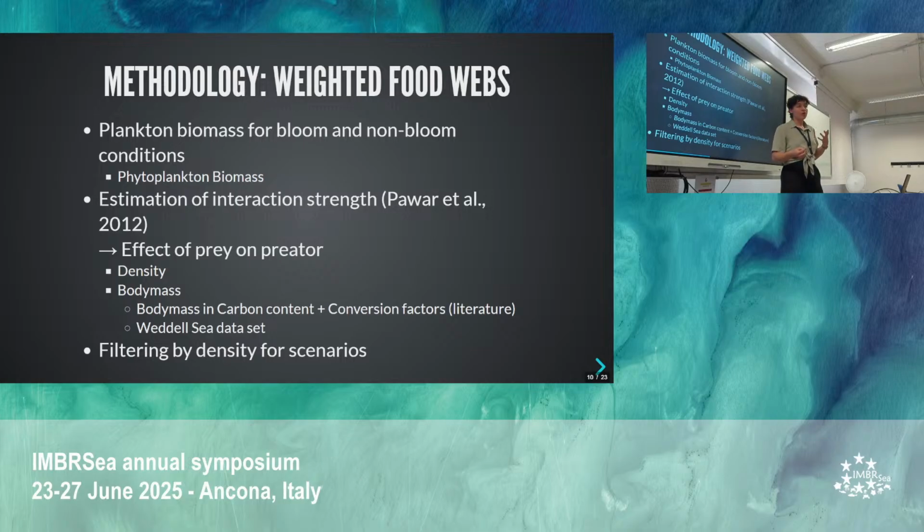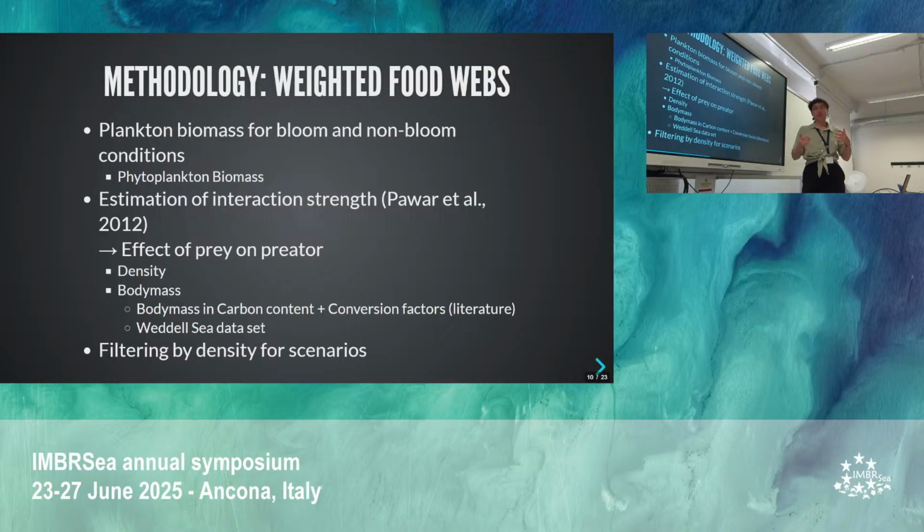It is important to note that this methodology does not actually calculate the energy flow. So it's not a measurement of carbon, but it's a relative measure of, okay, there's more energy flowing in this interaction than in the other one in the map. And so interaction strength is defined as the effect the prey has on the predator.